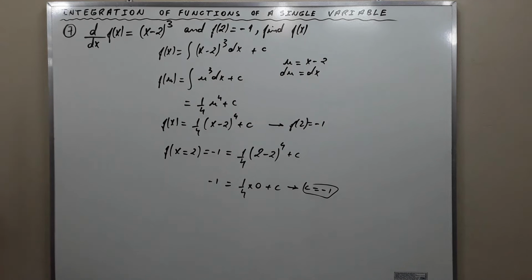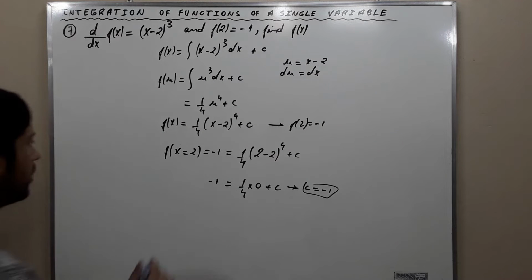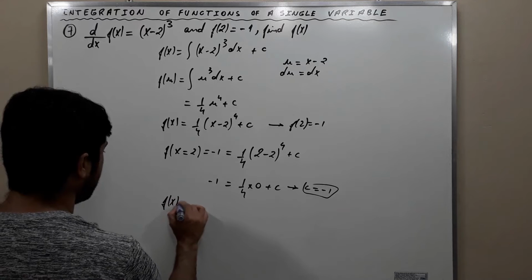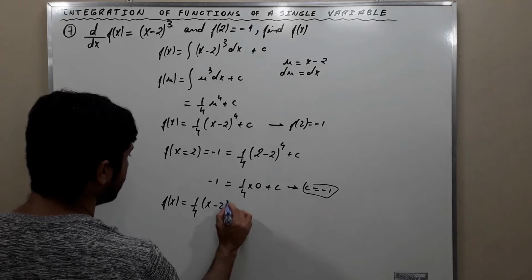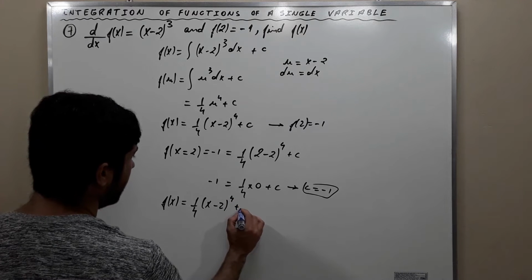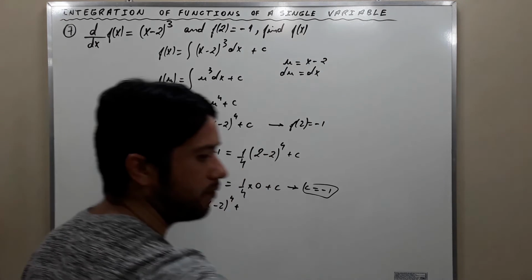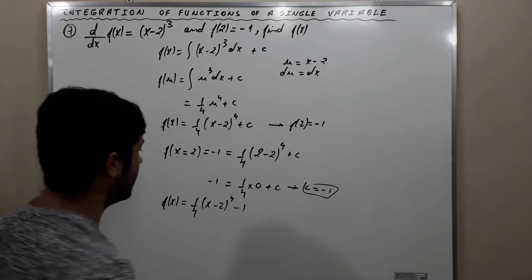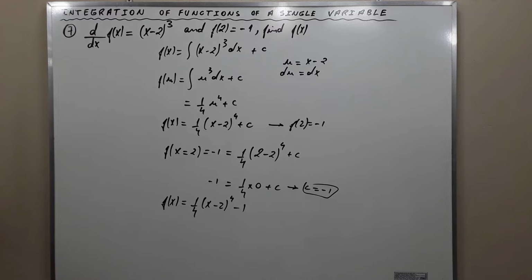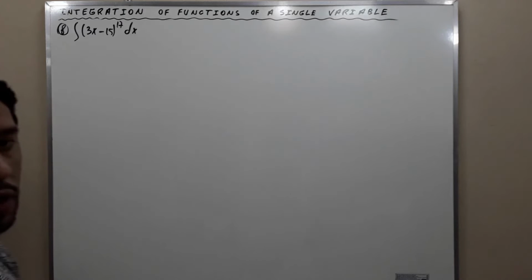Alright? Then we know that the function is equal to a fourth of x minus 2 to the fourth plus -1. So it's -1. Okay? This is the final result of question 7. Now let's go to question 8. Now let's go to exercise number 8.